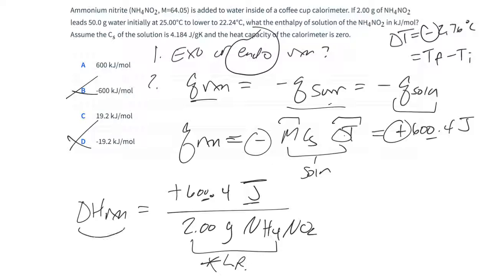We want this in kJ per mole, because it says what's the enthalpy of the solution process for this compound in units of kJ per mole. If we just divide here, it'd be in joules per gram. So we just need to convert over to kJ, so 1 kilojoule is 1,000 joules. And then let's deal with the molar mass. That'd be 14.01 times 2 plus 16 times 2 plus 4 times 1.008. So that's 64.05 grams per mole.